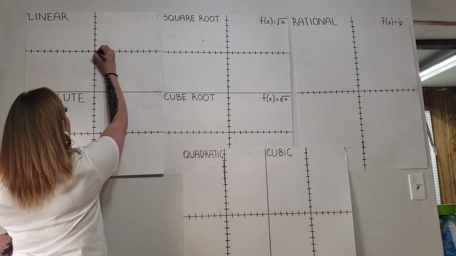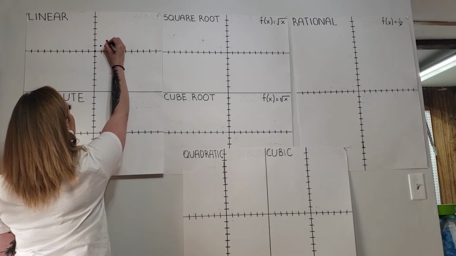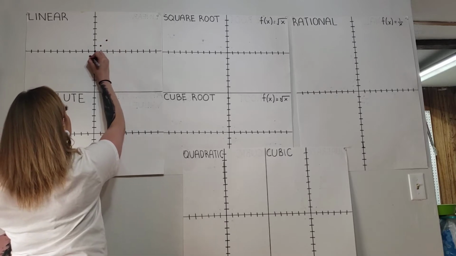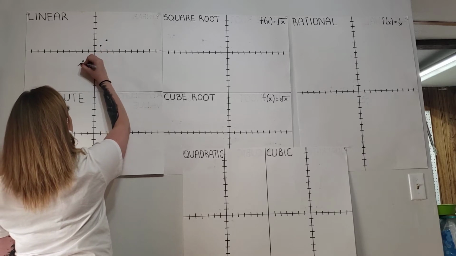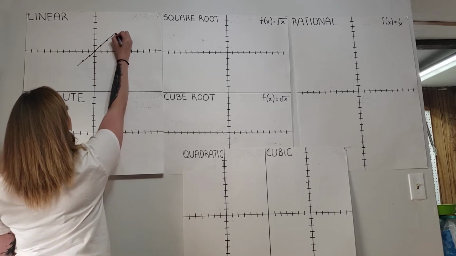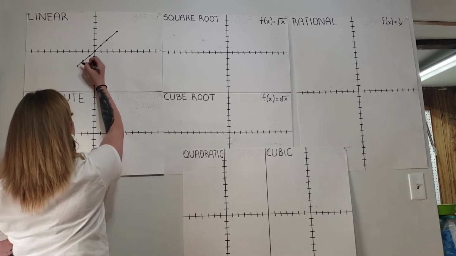We have points at 0, 0, 1, 1, 2, 2, negative 1, negative 1, negative 2, negative 2. I'm going to connect my points and put arrows on the end.